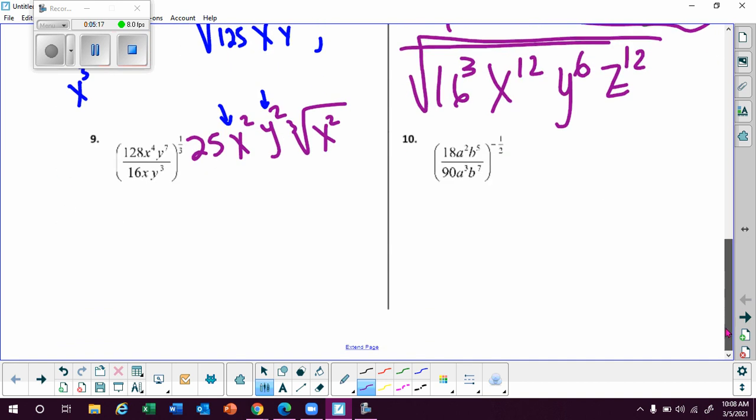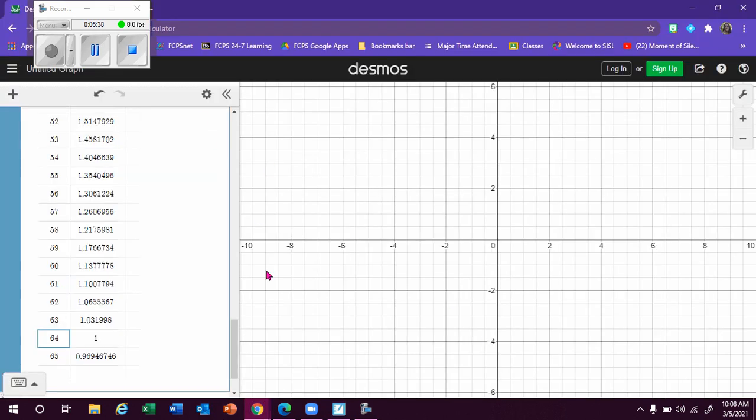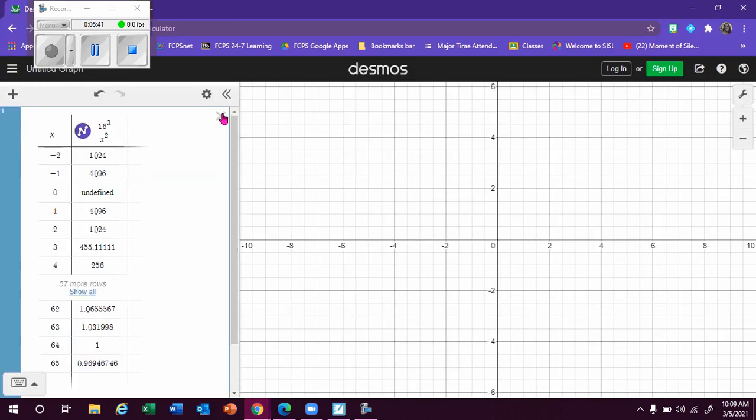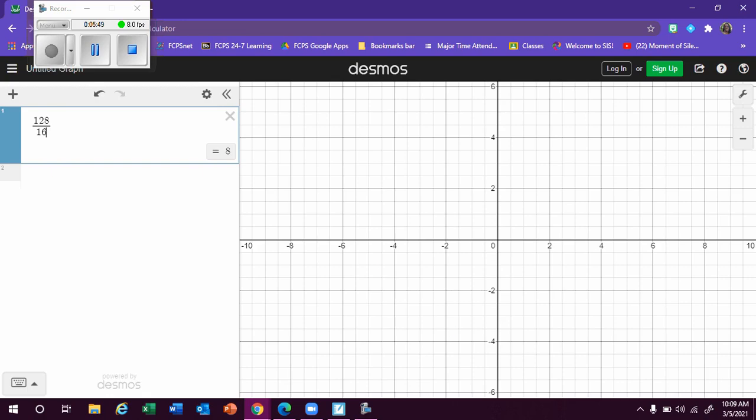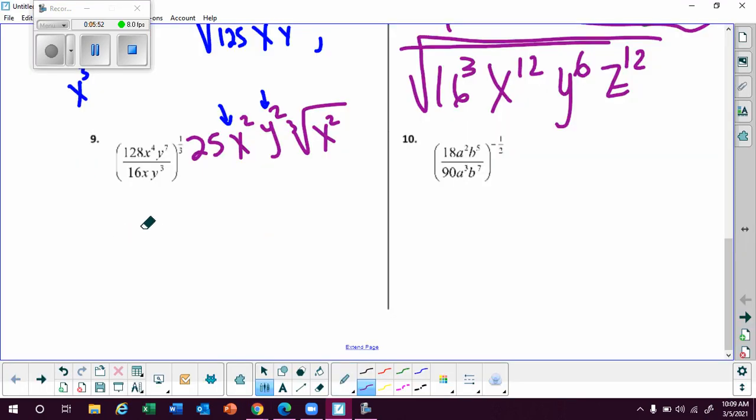Okay? All right, number 9. It is 128 x to the power of 4 y to the power of 7 over 16 x y cubed, all to the 1/3, the cube root, right? So before I do anything, let's see, can I simplify 128 by 16? I wanted to see if I can simplify it, because it will make my life easier. 128 divided by 16, yes, that is 8. So now 128 divided by 16 is 8.